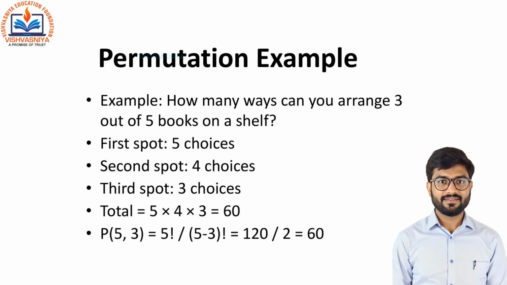First spot, 5 choices. Second, 4 choices. Third, 3 choices. Total equals 5 times 4 times 3 equals 60. This is P(5, 3) equals 5 factorial divided by 5 minus 3 factorial, equals 120 divided by 2 equals 60.